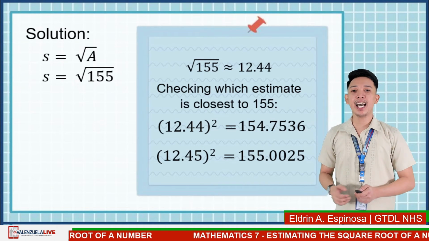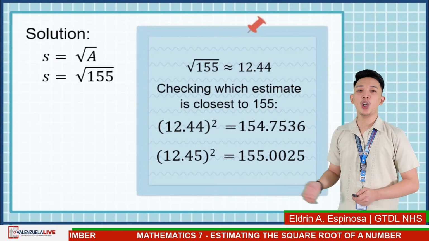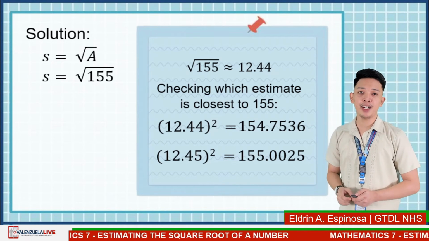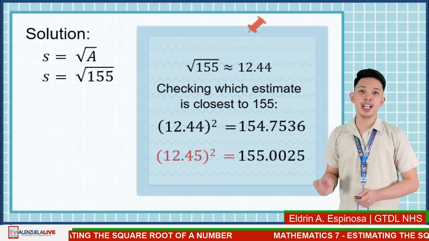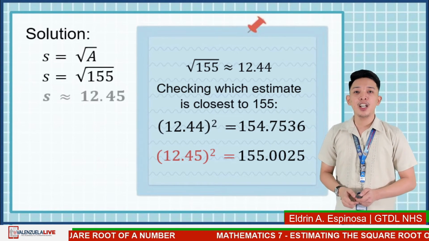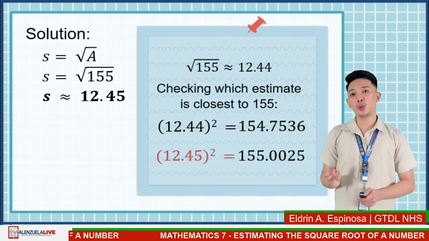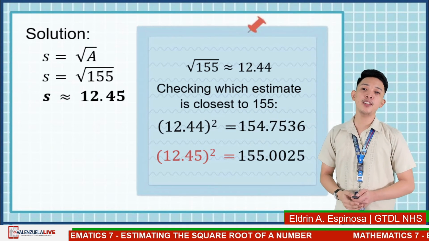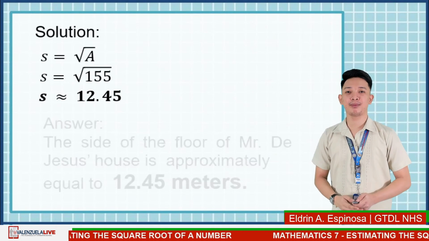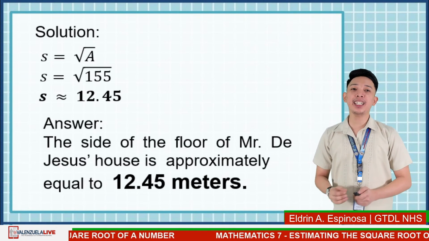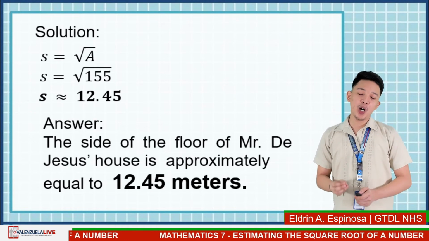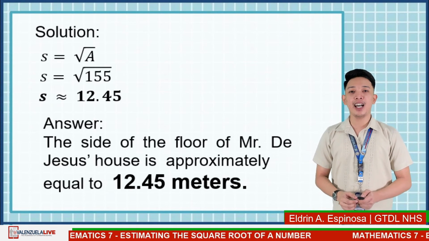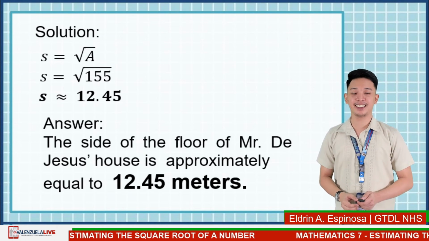Again, looking at the given values, we can clearly say that the square of 12 and 45 hundredths is the closest to 155. Therefore, S, which is square root of 155, is approximately equal to 12 and 45 hundredths. For our final answer, we can now say that the side of the floor of Mr. De Jesus' house is approximately equal to 12 and 45 hundredths meters.